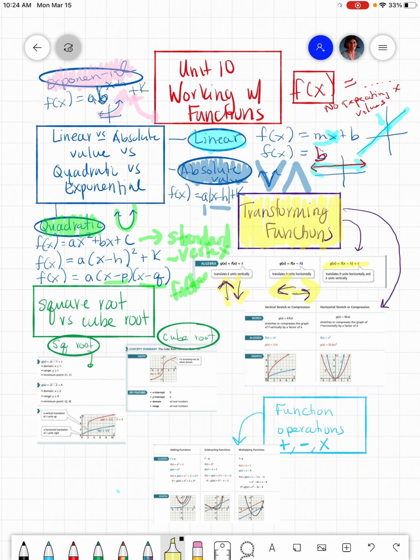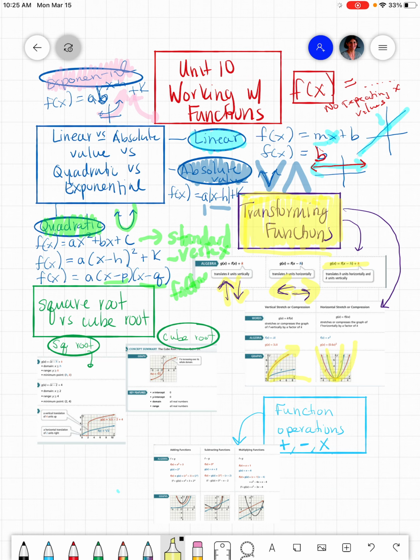How can I notate it that I'm moving the whole function around? We can also look at how can I make the function grow faster, grow slower, make it thin, make it fat, right? These are all things that we do when we say we're transforming the function. So we're going to look at linear functions, absolute value, quadratic, exponential, in terms of how do we transform it.